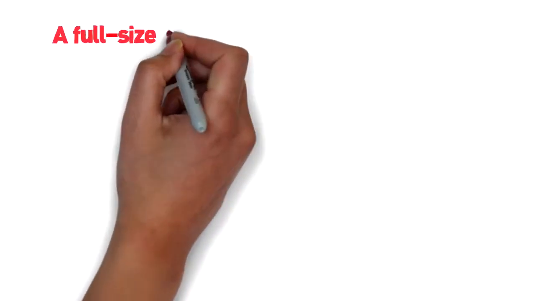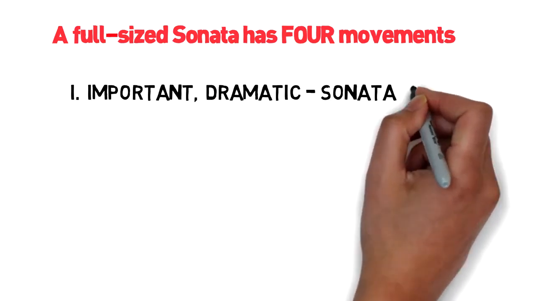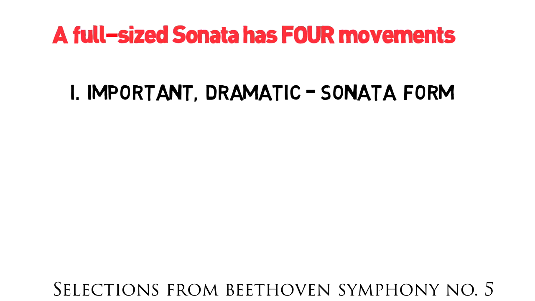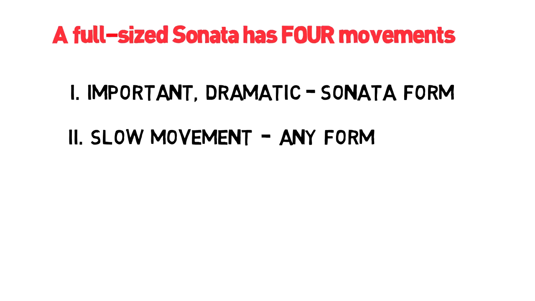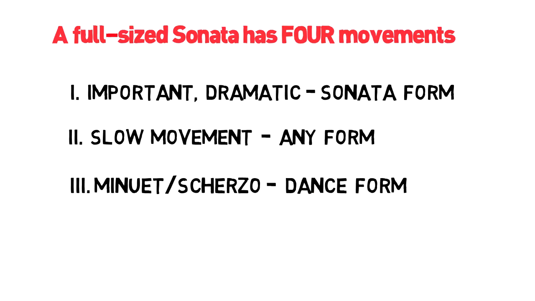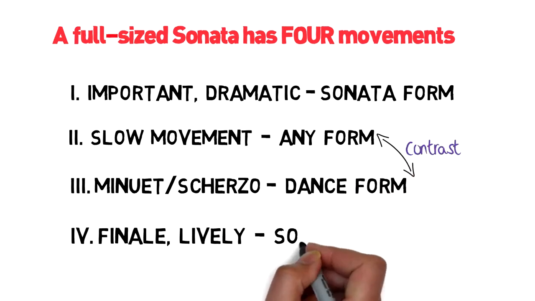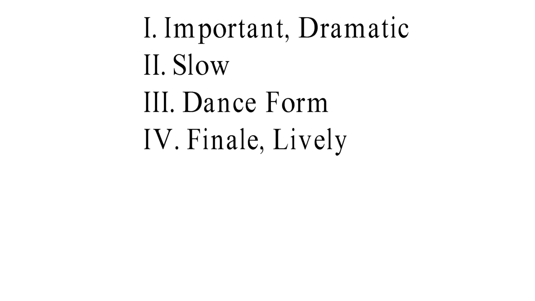Normally, a full-sized sonata will have 4 movements. The first is an important and typically dramatic movement, and this will almost always be in sonata form. Then there'll be a slow movement, and this could take any form, ranging from lyric forms to sonata form, just like the first movement. There'll be a minuet or scherzo, which will mimic, to some extent, the forms of classical dance music, and this gives a nice contrast to the slow movement. And the last movement will be a finale, generally lively, and it's often in sonata form like the first movement, but typically it'll be in rondo form.